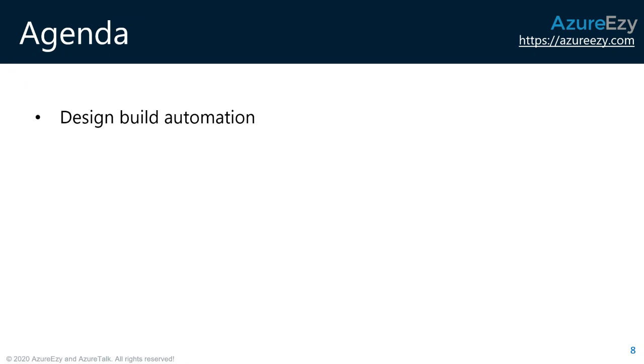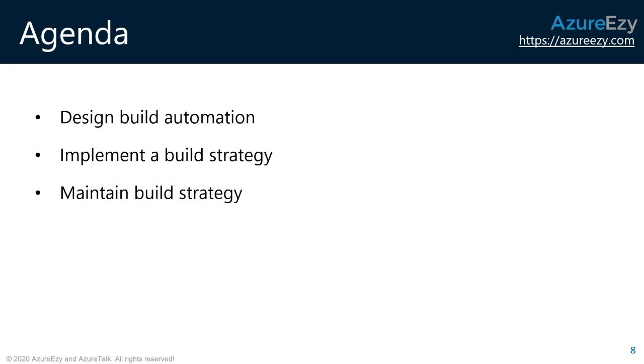Now let's come back to the agenda of today's session. The first thing we are going to discuss is designing build automation. We will talk about what exactly a build is, how you can design the automation around it, and why you should do that. Then we will talk about the build strategy: what are the various aspects, practices, or design patterns that you should be aware of while implementing the build strategy in your organization.